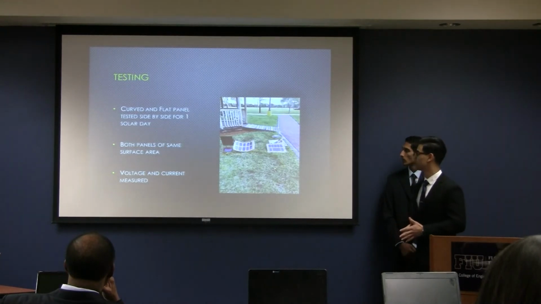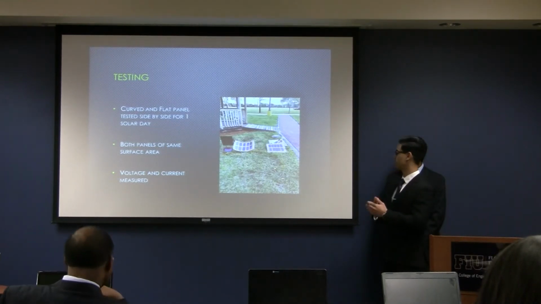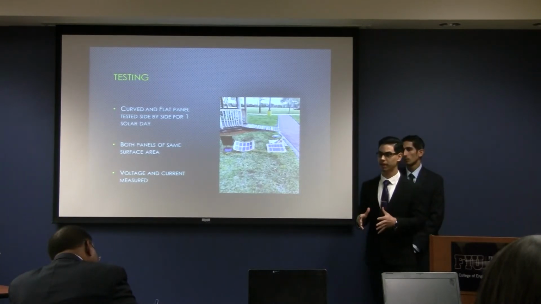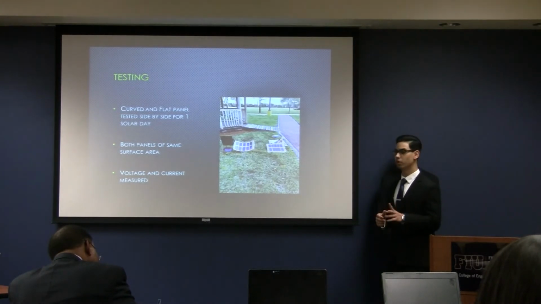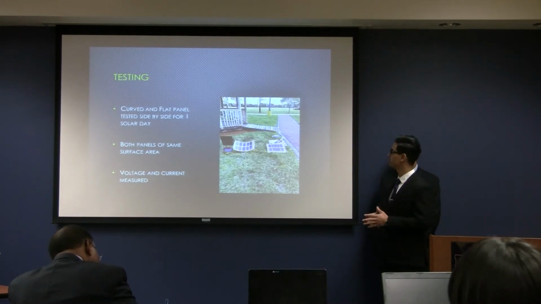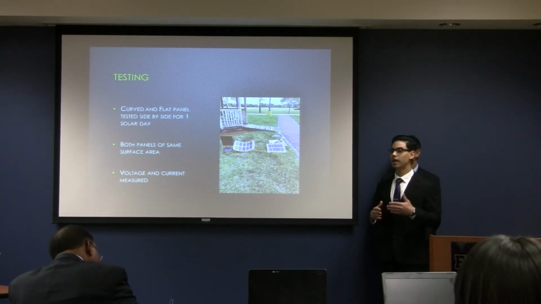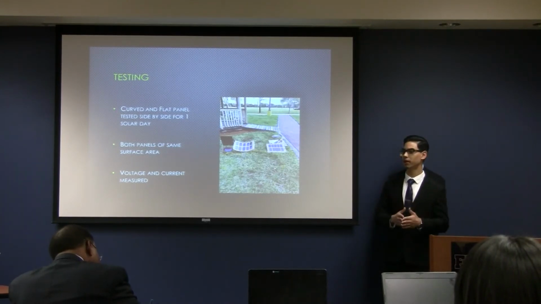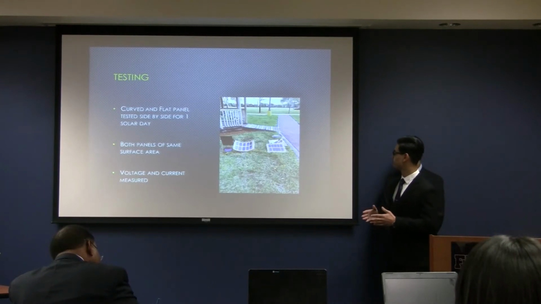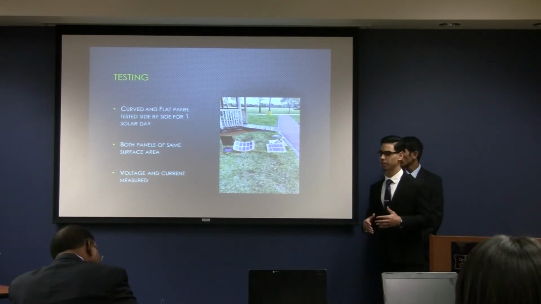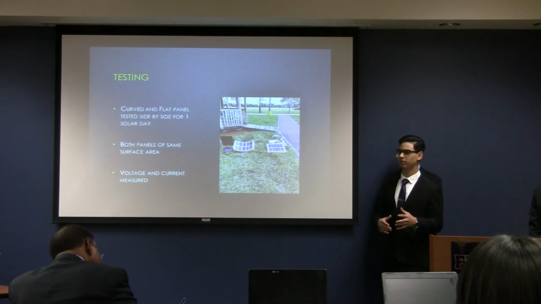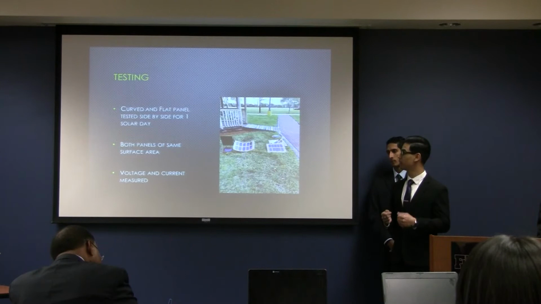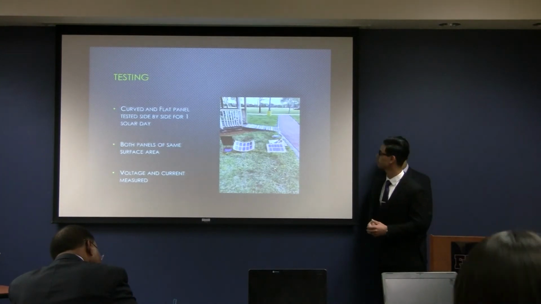Now, for testing, what we have done is we built both our curved solar panel and a regular flat panel, and we put them side by side for comparisons. We then hooked up two multimeters to each panel to record the current and the voltage in 5-minute increments for a full solar day, so basically from sunrise till sundown. And these multimeters were equipped with RS-232 capability. Basically this allows us to plug the multimeters into a computer, and it would then measure real-time data.